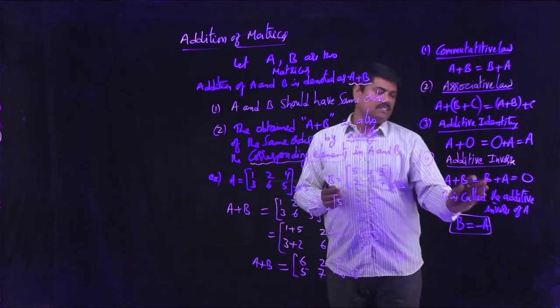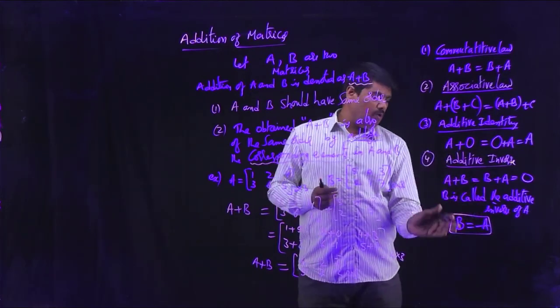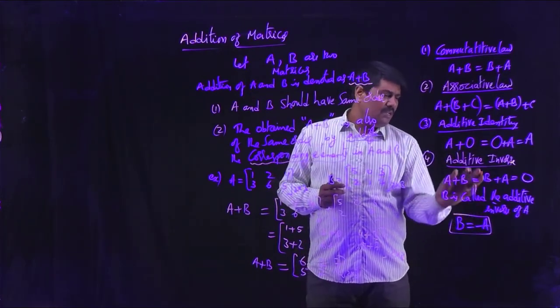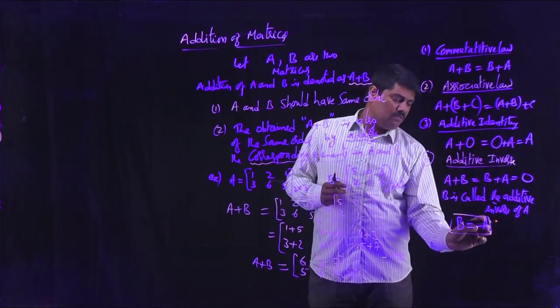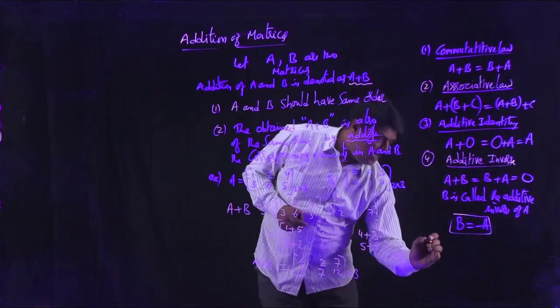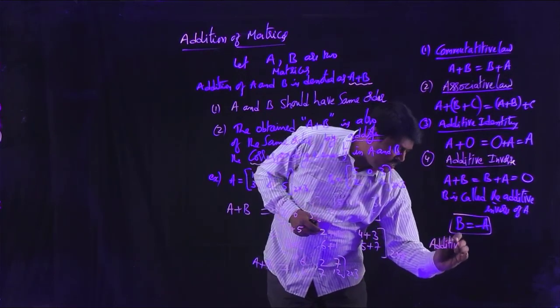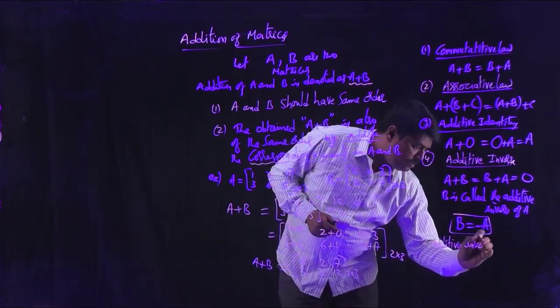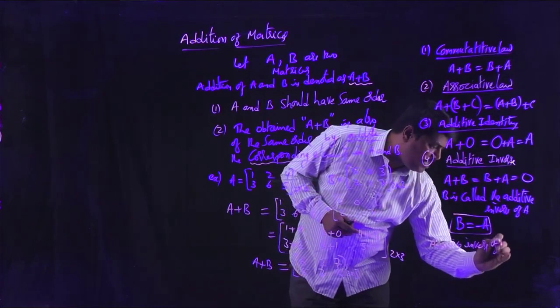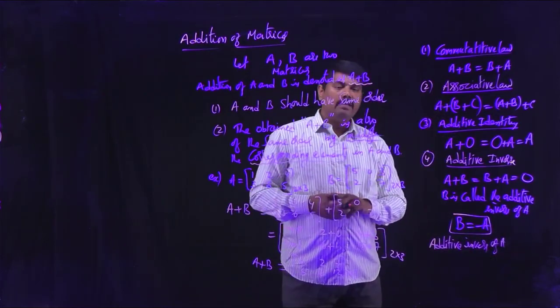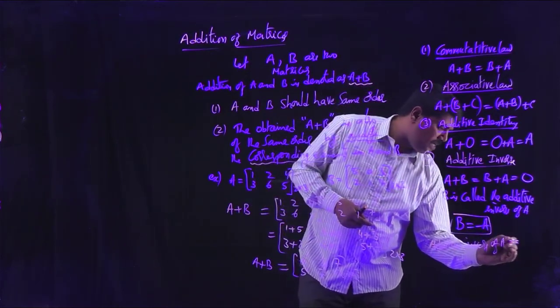So that is the concept. Here you have one concept: the additive inverse of a matrix will be minus A. Observe one point: the additive inverse of A is nothing but minus A.